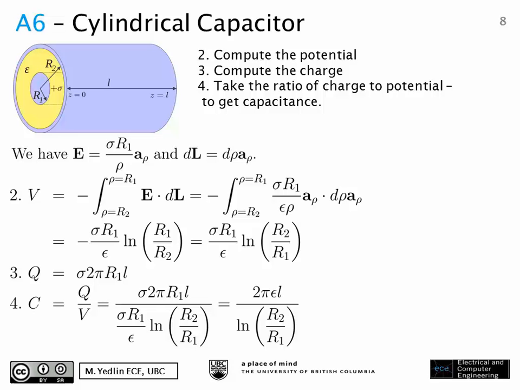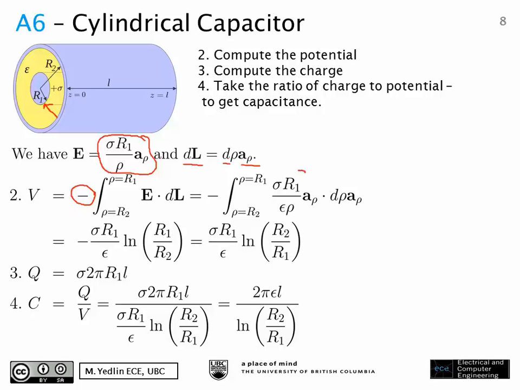All right, we're on the home stretch. We have computed this as the electric field. We're going to do a line integral for the potential, and we're going to go radially inwards. So our line element for the dot product is equal to d rho times a rho. We substitute that into the potential integral. We're integrating from R2 to R1, and here we have our friend the minus sign.